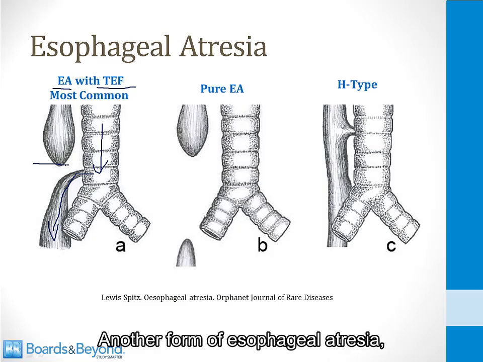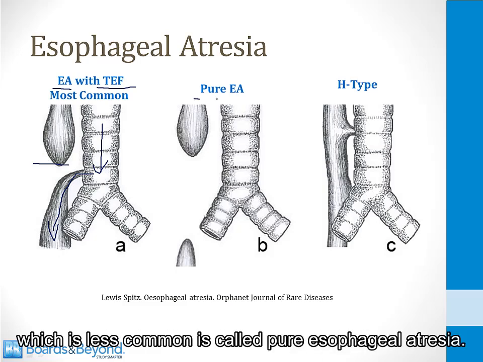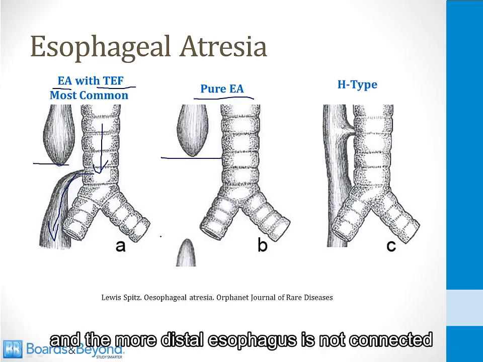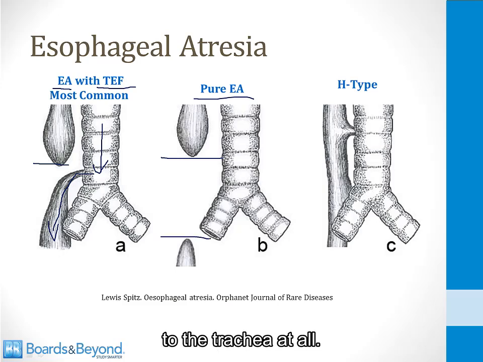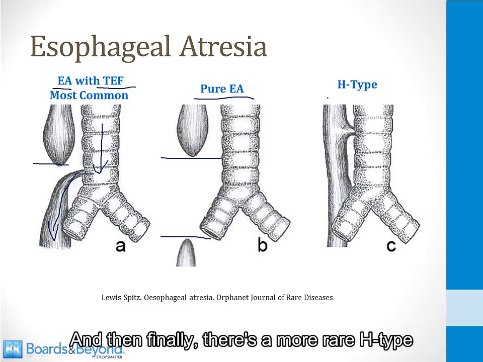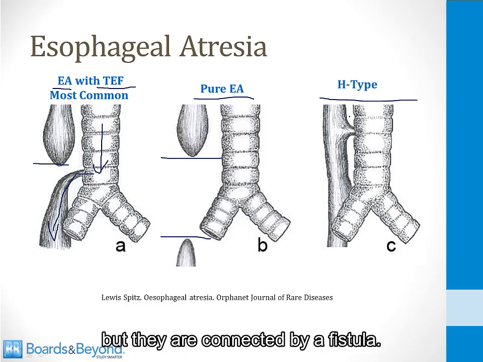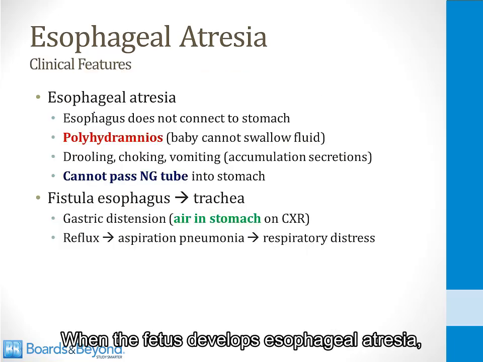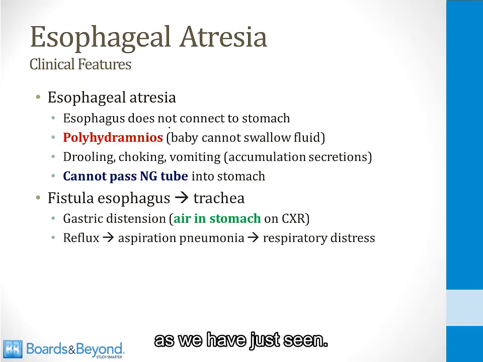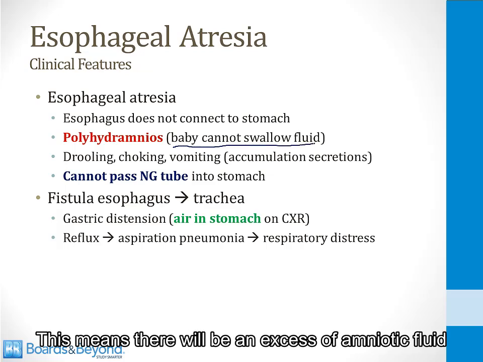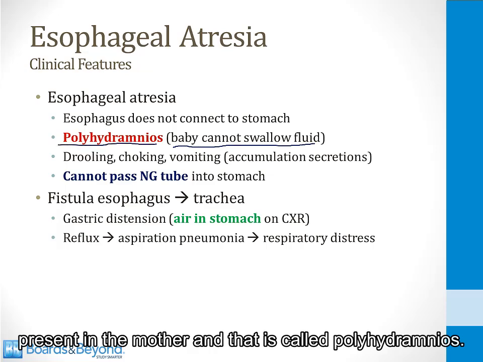Another form of esophageal atresia, which is less common, is called pure esophageal atresia. This is where the esophagus ends in a blind tube, and the more distal esophagus is not connected to the trachea at all. And then finally, there's a more rare H-type, where the esophagus and the trachea are both separate tubes, but they are connected by a fistula. When the fetus develops esophageal atresia, the esophagus does not connect to the stomach, as we have just seen. This means the baby cannot swallow amniotic fluid. This means there will be an excess of amniotic fluid present in the mother, and that is called polyhydramnios.